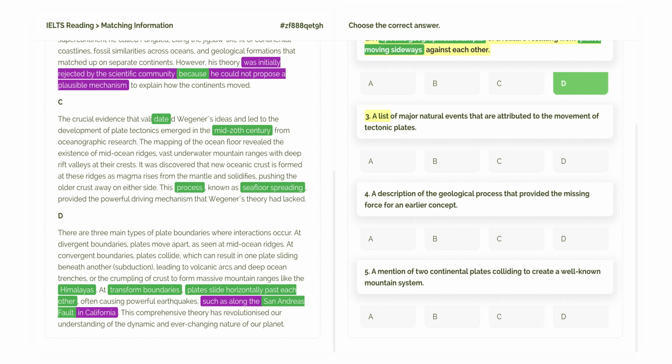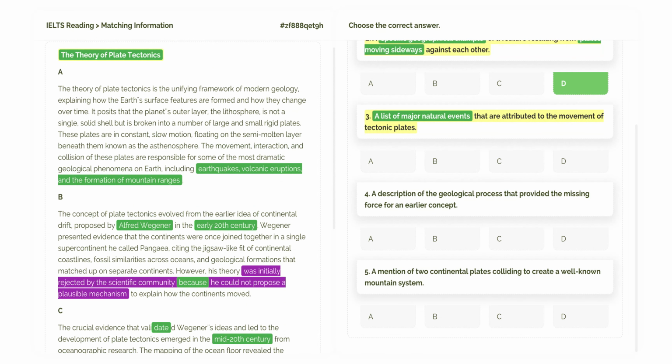A list of major natural events that are attributed to the movement of tectonic plates. Here, the key is a list of major natural events. We're looking for several examples of what plate tectonics causes. Which paragraph gave us a general introduction and listed the consequences? That sounds exactly like paragraph A. Our notes for that paragraph mention a list of examples or effects.